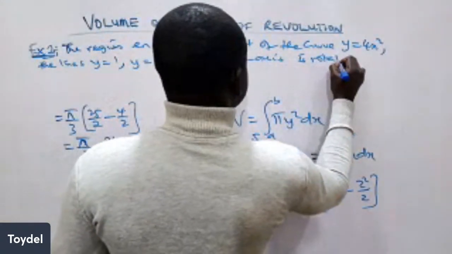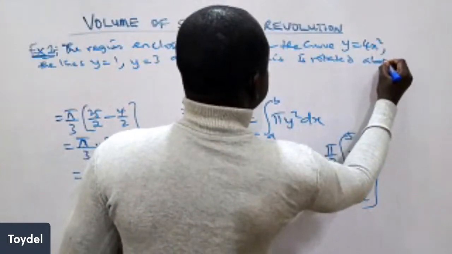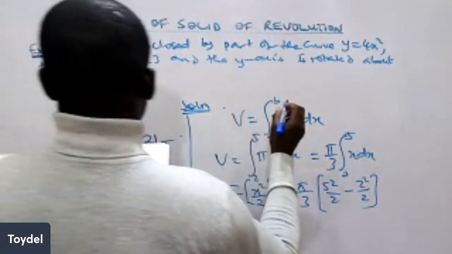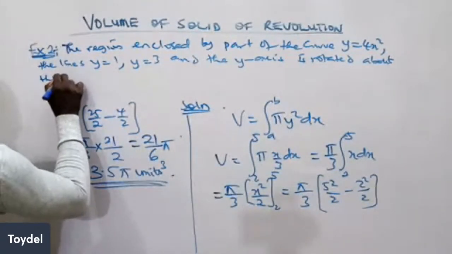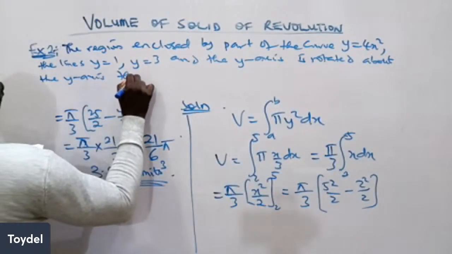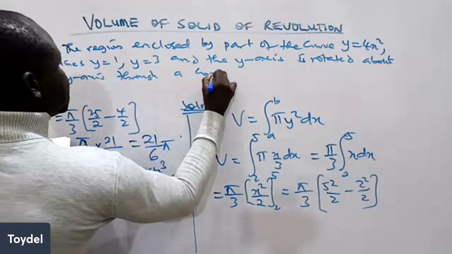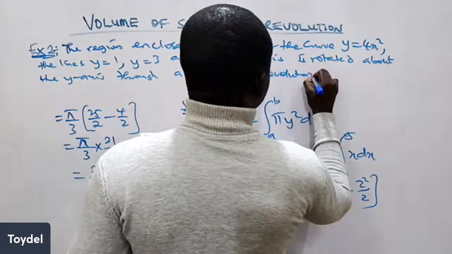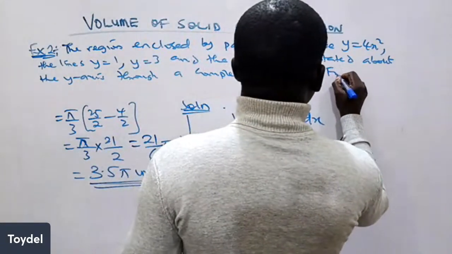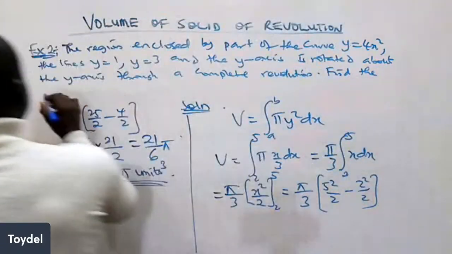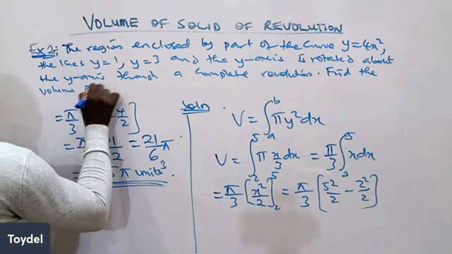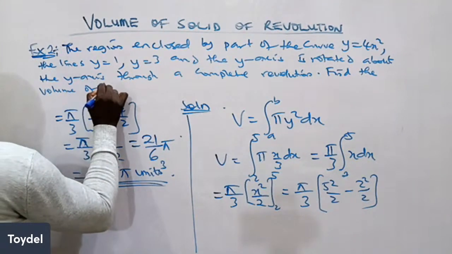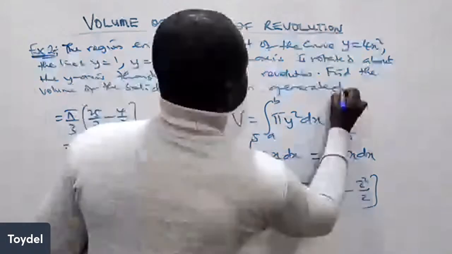The region is rotated about the y-axis through a complete revolution. A complete revolution is 360 degrees or 2 pi in radians. So find the volume of the solid of revolution generated. That's what we are asked to find.